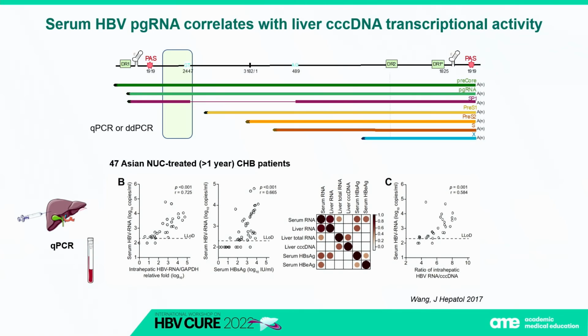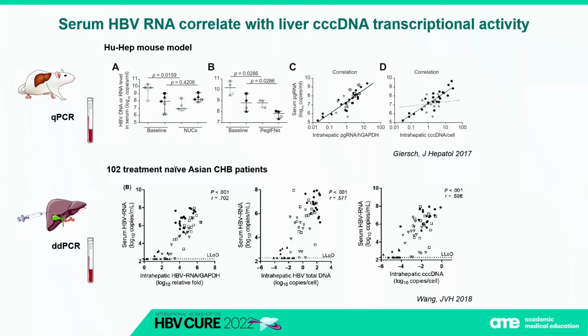So the first studies looking at serum HBV pgRNA were done using qPCR or digital PCR in this region of the RNA, which is at the beginning of the pregenomic RNA. And this is a region which is not shared with the other transcripts. And Wang demonstrated in 47 Asian nuc-treated patients that this quantification correlates with the intrahepatic RNA and cccDNA transcriptional activity.